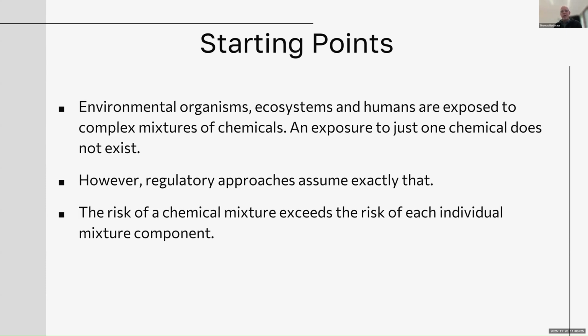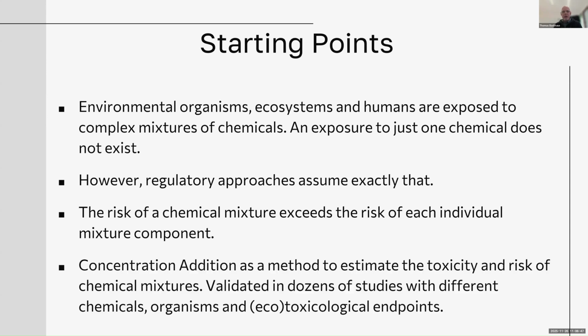And the problem is that the risk of a chemical mixture exceeds the risk of each individual mixture component. That is why we actually need to do something about that, because otherwise we are just underestimating the actual risk that an organism or a human being, well, it's also an organism, and or an ecosystem is actually exposed to. We know that concentration addition is a method that is actually quite well established to do that. We have dozens of studies that have been trying to poke at that concept in order to see, does it work? How far does it carry us? Where are the bottlenecks? It's a very simple concept, but it's working surprisingly well, especially for complex mixtures.